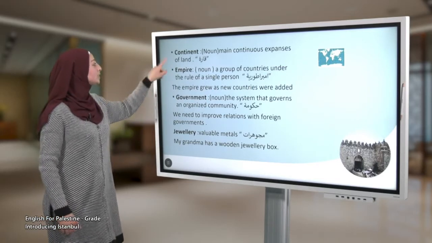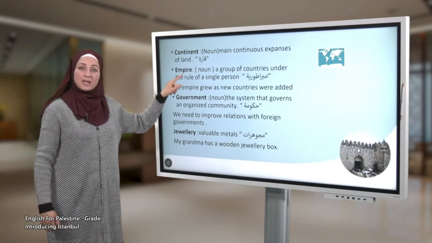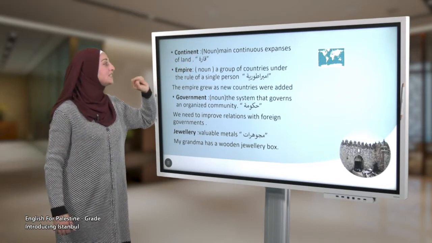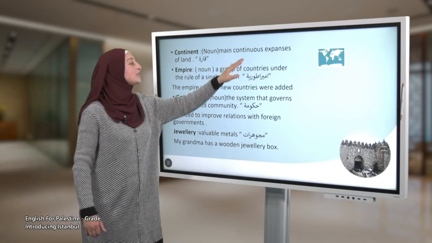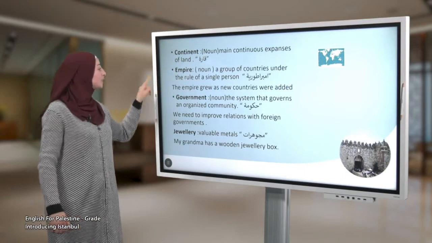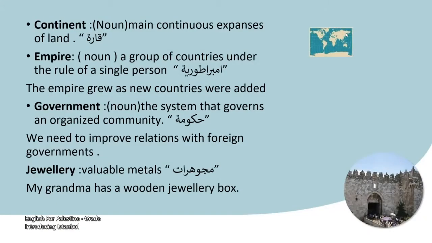Word number one, continent. What is the part of speech? The part of speech is noun. It means continuous expanses of land. Number two, empire, and it is a noun. A group of countries under the rule of a single person. I have an example here. The empire grew as new countries were added.